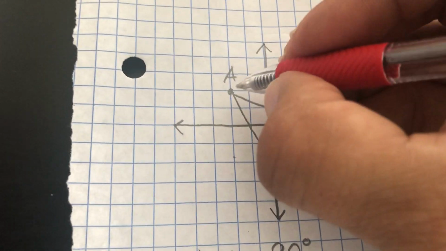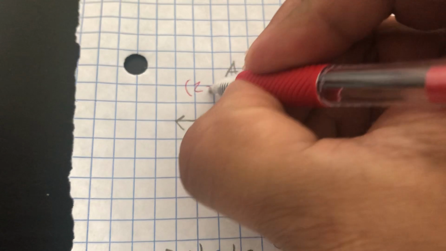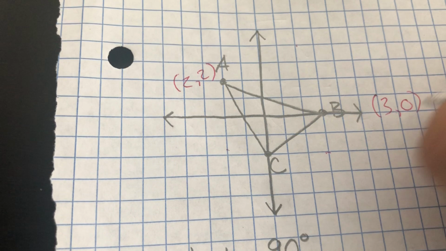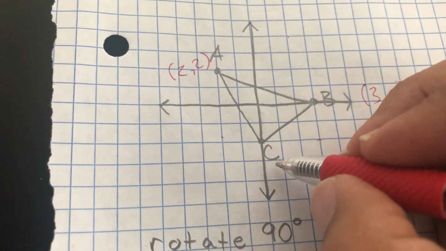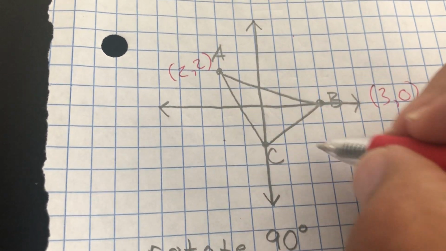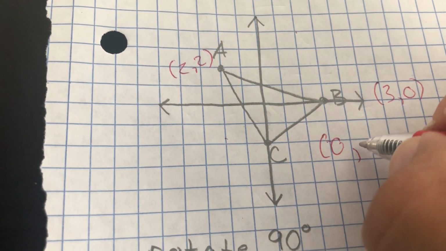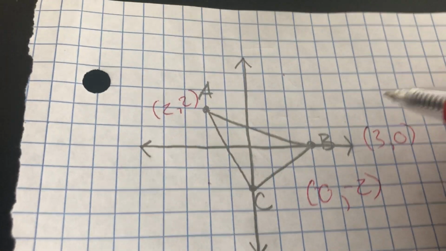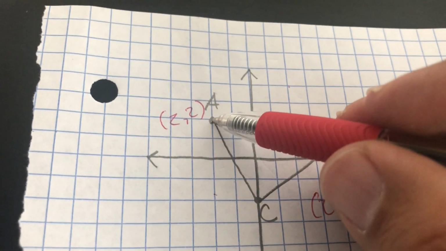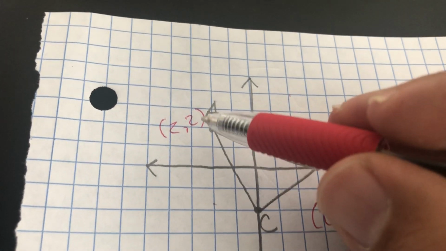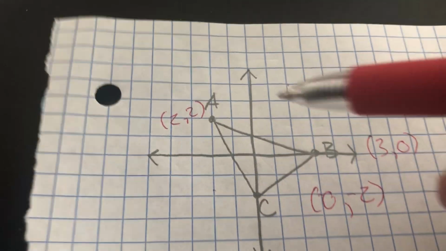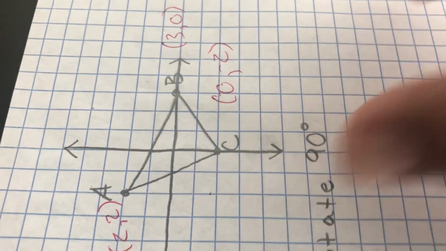So A is at 2, 2. B is at 3, 0. And then C is at 0, negative 2. Okay? So what's about to happen is I'm going to rotate this shape 90 degrees, which is an entire quadrant. So every single dot is going to end up in the next quadrant, the next quadrant, the next quadrant. So it's almost as if I'm just doing click and I'm just shifting everything like that, 90 degrees.